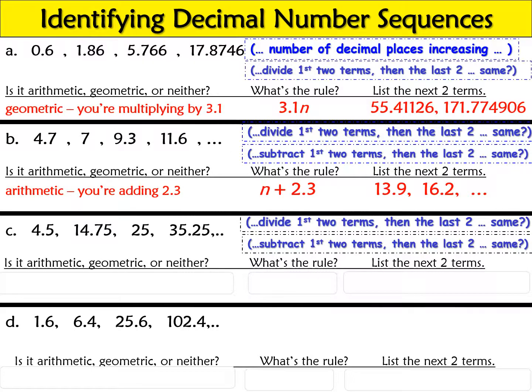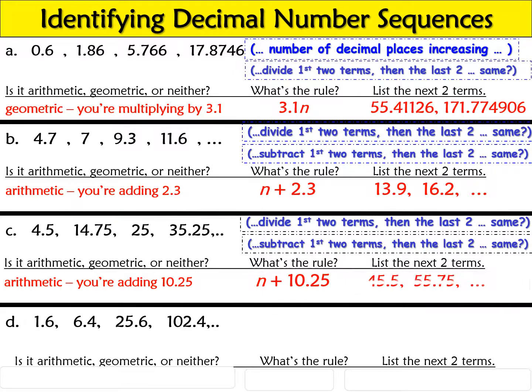So now let's test to see if it's an arithmetic sequence. Let's subtract going backwards. And in fact, what you would get is that each time you would get a difference of 10.25, meaning it's an arithmetic sequence because we're adding 10.25 to move forward. Meaning the rule is n plus 10.25, and the next two terms in the sequence would be 45.5 and 55.75.